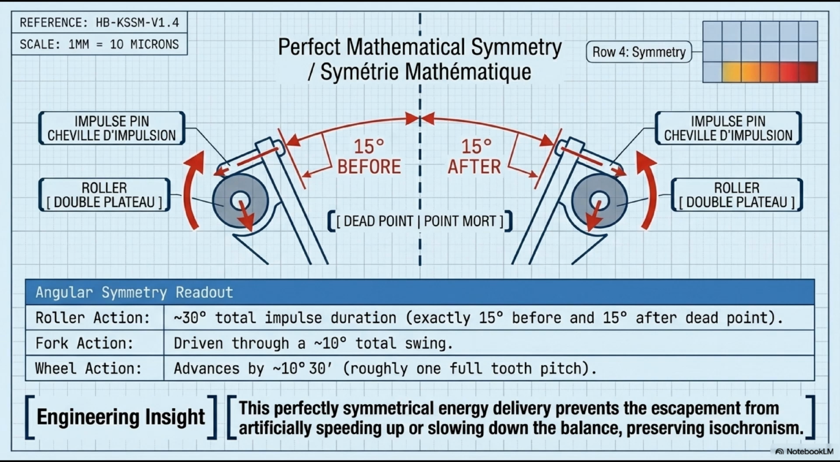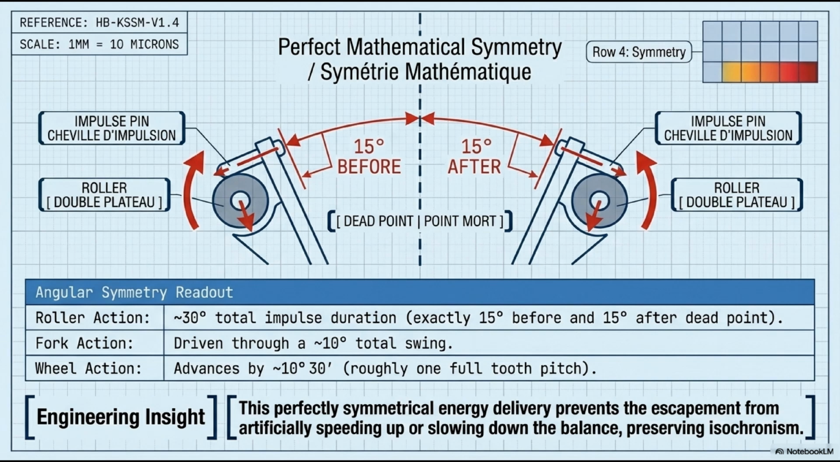After the dead point, it will travel exactly another 15 degrees. Total impulse arc, 30 degrees, perfectly divided about the equilibrium position. The angular symmetry readout confirms it, 30 degrees total impulse duration. Exactly 15 degrees before and 15 degrees after the dead point. Why does this symmetry matter so profoundly?